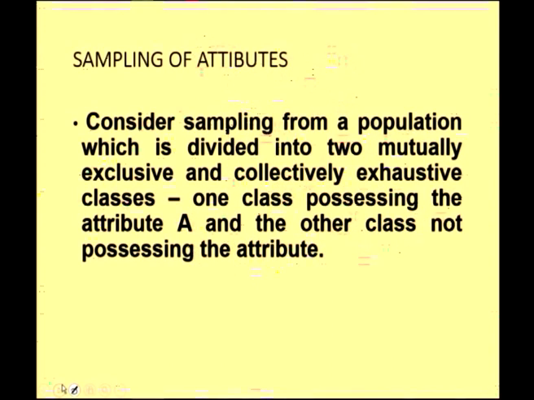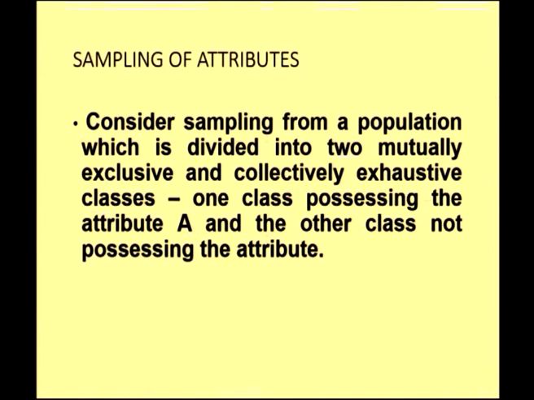Next, sampling of attributes. Actually, we are in large sample test, and the whole statistical methods refers to testing of significance with respect to large sample and with respect to small sample. In large sample, we are dealing with Z test, and in small sample you are going to deal with T, F and chi-square. So, when the whole topic is about testing of significance, why did we study the attributes, which we have already done in the previous sessions? This is how attributes is used for sampling, that is sampling of attributes.